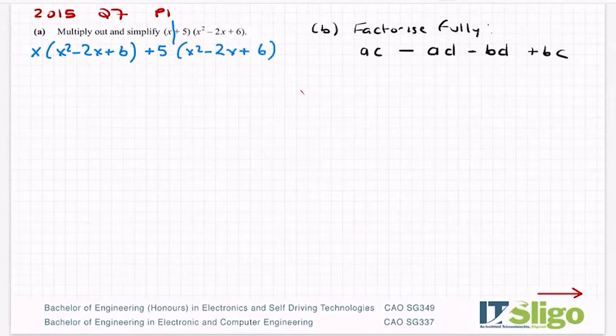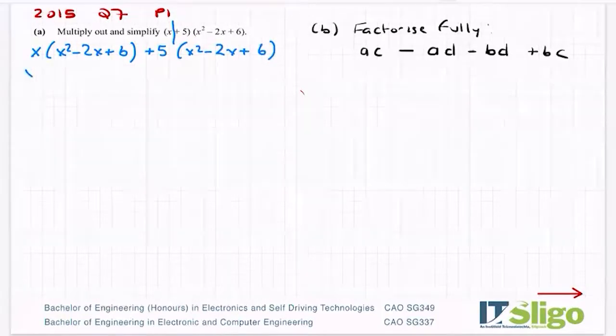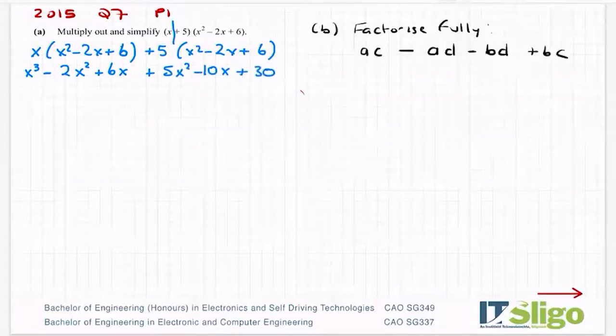And then just multiply. So x by x squared is an x cubed. x by minus 2x is minus 2x squared. x by, sorry, it could be a 6, is 6x. Okay, and then the 5 by x squared, 5x squared. 5 by minus 2x is minus 10x. 5 6s are 30. Now let me just double check my maths that I didn't make a mistake. 5x squared, minus 10x, 30.